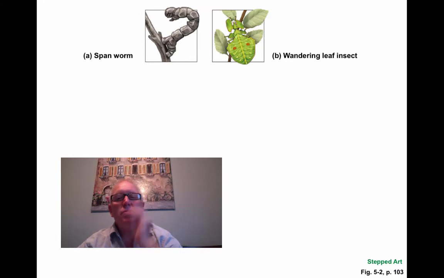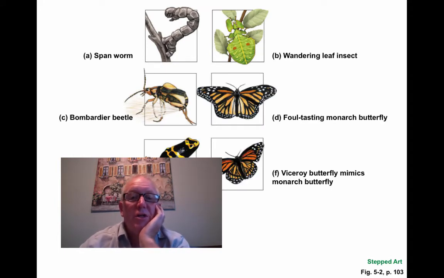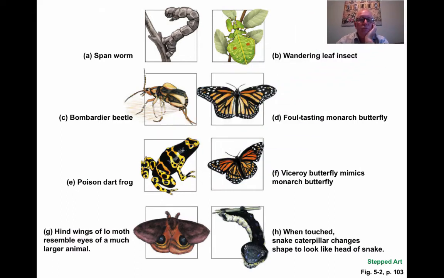Okay, so here are some different ways that species avoid becoming a meal. The spanworm is one here. Here's a leaf insect. It looks like a leaf, but it's actually an insect, so that's some camouflage. Beetles will spray you with some things you don't want to be sprayed with. The monarch butterfly doesn't taste too good. And then the viceroy butterfly probably tastes pretty good, but it looks like the monarch butterfly, so it gets to survive. Here's a moth that, with the wings there, makes it look like it's got giant eyes, so that avoids predation. The poison dart frog might be tasty, but you die, so the predators might avoid that.